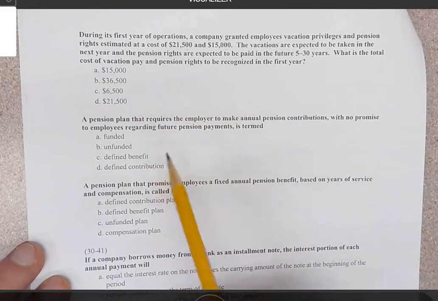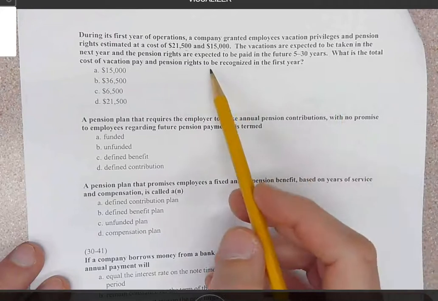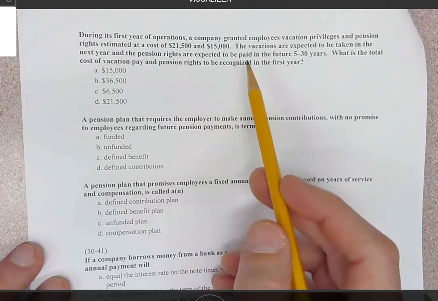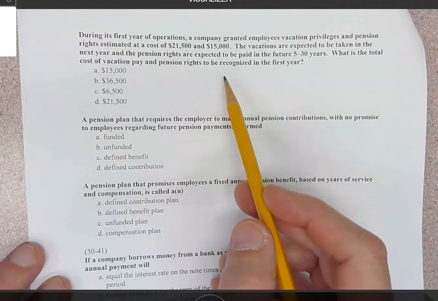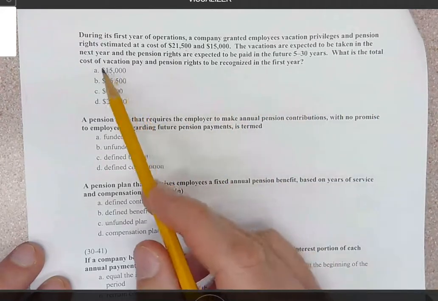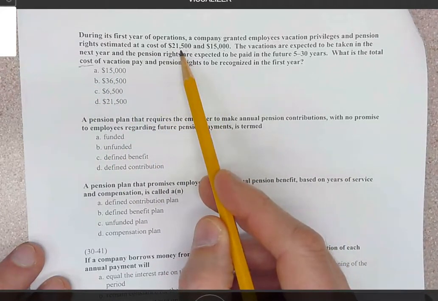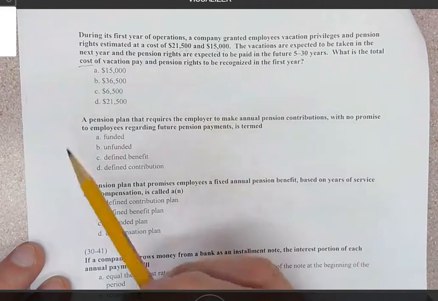Well, they're not really being very specific here with this question. We are going to set a liability, or we're going to expense the vacation and pension. We're not sure what they want us to do. Let's see here. So what is the total cost? Well, total cost is $21,500 for the vacation privileges and $15,000 for the pension benefits.